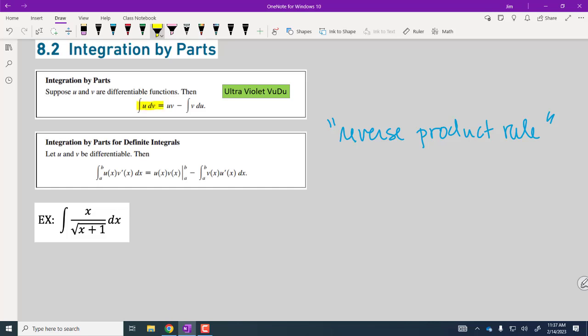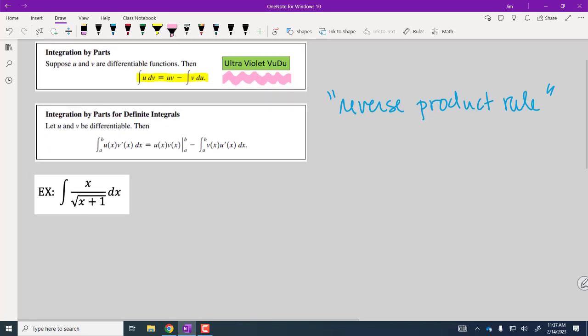We need to come up with a way to remember this formula right here. This is our integration by parts formula. The strategy that I will use is the expression ultraviolet voodoo. UV is ultraviolet, and then we have a VDU, which we call voodoo. This is a very good way to remember that expression, because there are u's and v's, du's and dv's in here, and it can get very messy. But ultraviolet voodoo is a fantastic way to remember the right-hand side.